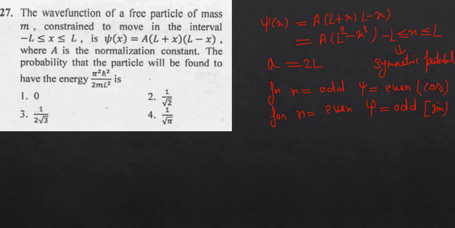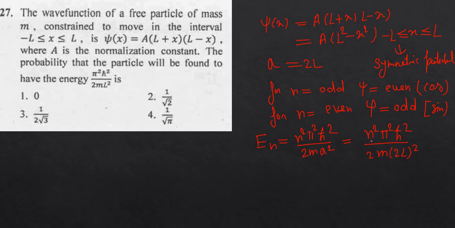Now what is asked in the question? They have asked to find out the probability of the particle to have the energy pi square h cut square upon 2mL square. So what is the energy eigenvalue for the nth state? En is equal to n square pi square h cross square upon 2ma square. But for this case we have a is 2L, length of the box is 2L. So we can write it as n square pi square h cross square upon 2m (2L) square.